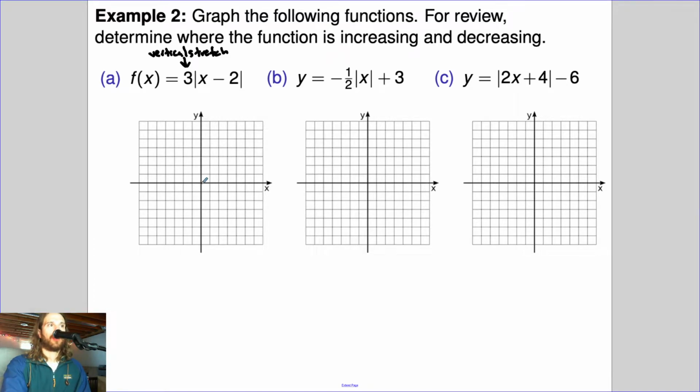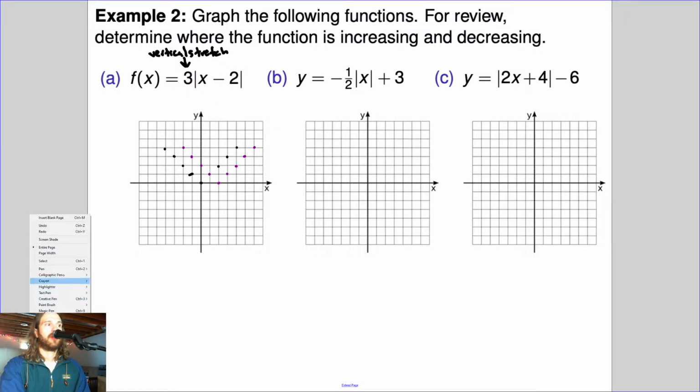So here's my parent function. Dot, dot, dot, dot. You can imagine what it would look like if I connected these dots to get my V. All right, and then I'm going to take these dots and shift them to the right 2. So here's my shifted graph to the right, just like so. So this shifts them to the right.